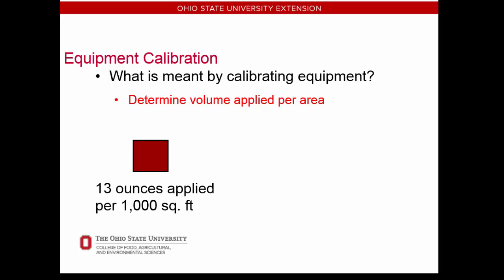So to calibrate a piece of equipment, measure and mark an area that is 1,000 square feet. Apply to that 1,000 square foot area and measure the amount applied. That is all there is to calibration.